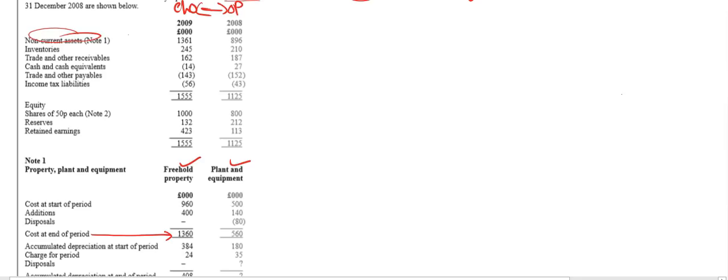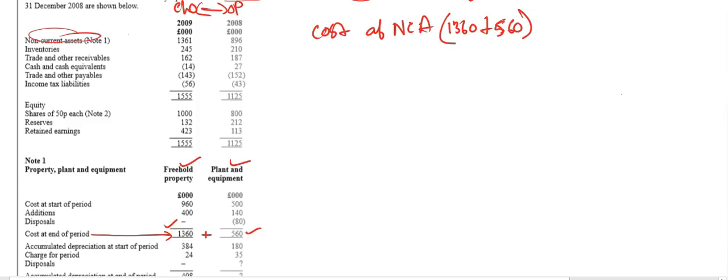I just cleaned my board, it looks better. So these two, if you add them up, let's write it properly. Cost of non-current assets: 1360 plus 560. This is very blurry writing, I should print it out. These two add up to a figure of 1920.